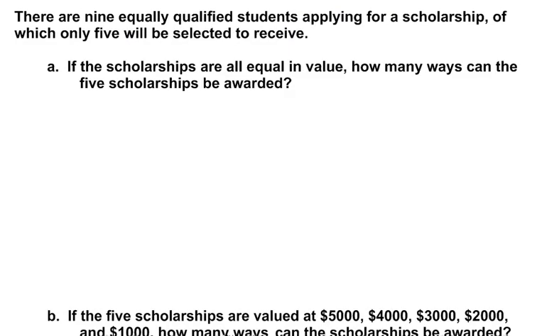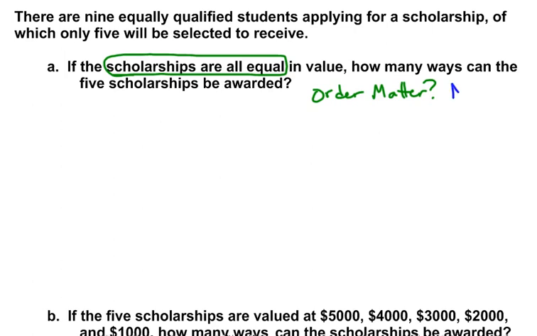Here's another example. There are 9 equally qualified students applying for a scholarship, of which only 5 are going to be selected to receive. If the scholarships are all equal in value, how many ways can the 5 scholarships be given? So again, we're going to ask ourselves, does order matter? In this case, the scholarships are all equal. So does the order of selection matter? The answer is no. So we will be doing a combination.